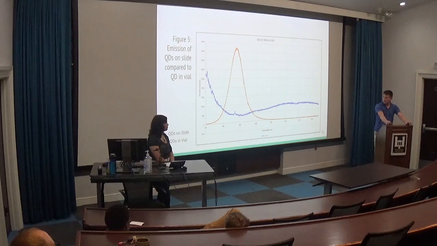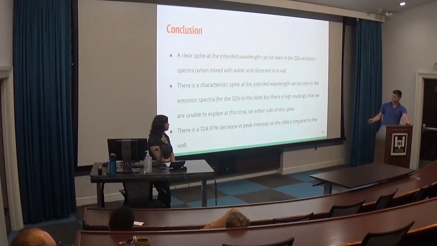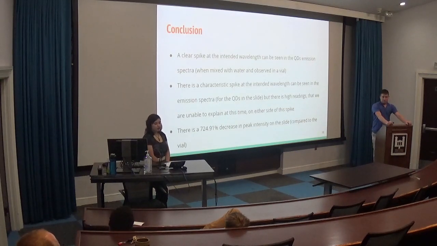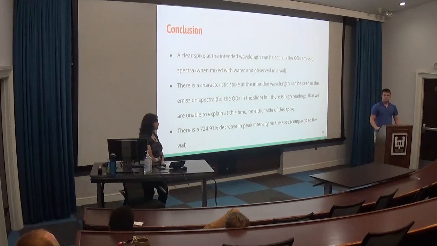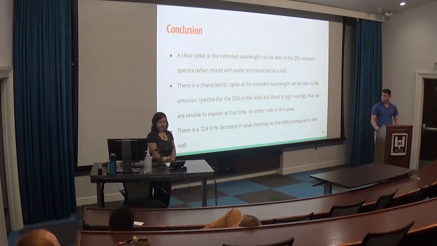Additionally, there is generally a decrease in quantum dot intensity once uptaken by the cells. So those are a couple possible reasons for this. In conclusion, it can be seen that there was a clear spike at the intended wavelength in both the quantum dots in the vial and the quantum dots on the cell slide.